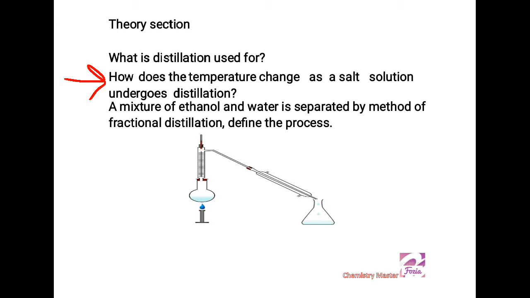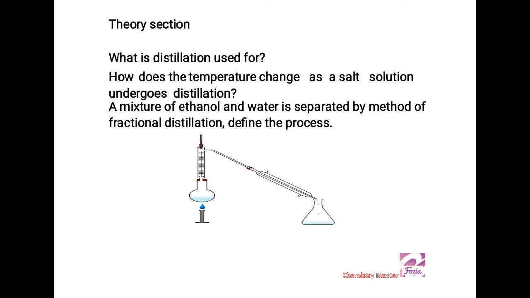Then I give you a hint here: whenever a liquid is heated, the temperature rises, and when the liquid starts boiling, the temperature becomes uniform or constant. It does not change for a while. When all the liquid has boiled off, the temperature again rises. So when we start heating a salt solution and the boiling point of water is reached, the temperature stays the same for some time, because in that phase the liquid is turning into its vapor.